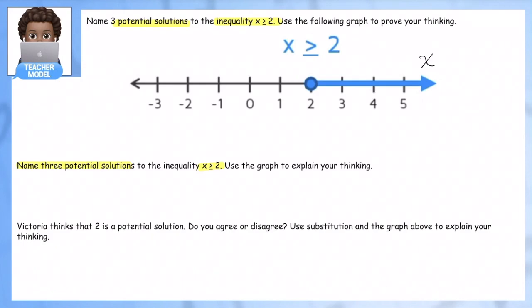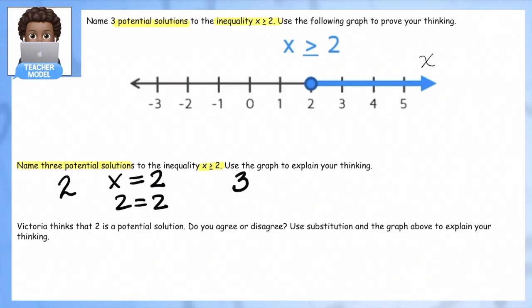So let's think about potential solutions. I can use 2 as a solution because it says x can be equal to 2. And that one works. 2 is equal to 2. And how do I know? Because it's underlined, Math Marbles. Remember, this is just a way of saying equal to plus the greater than symbol. They're just added up together. So that's one potential solution.